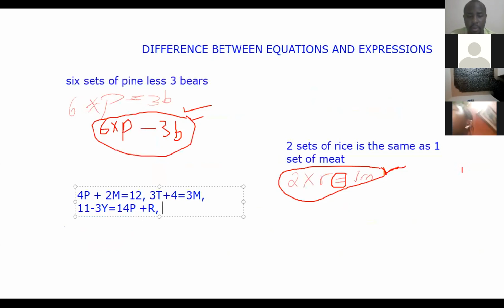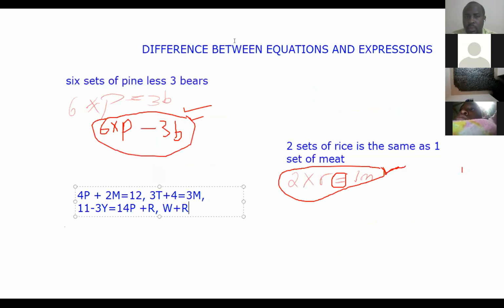All right, one more. What about this one? Is that an equation or expression? Equation. No, expression, sir. Expression. Good. Any questions, everybody? No, sir. Okay.